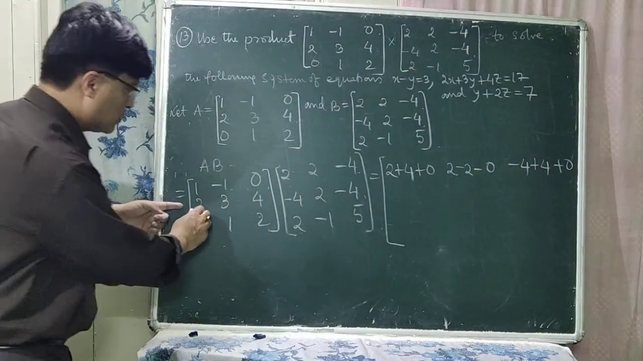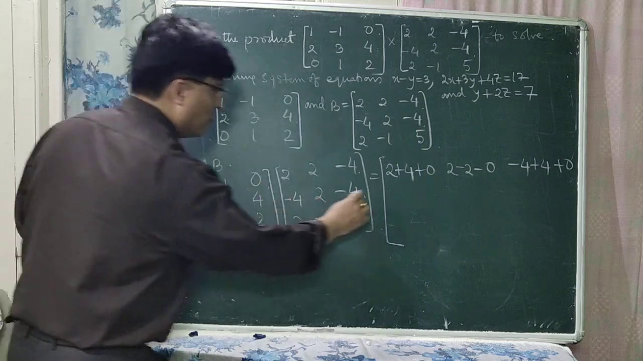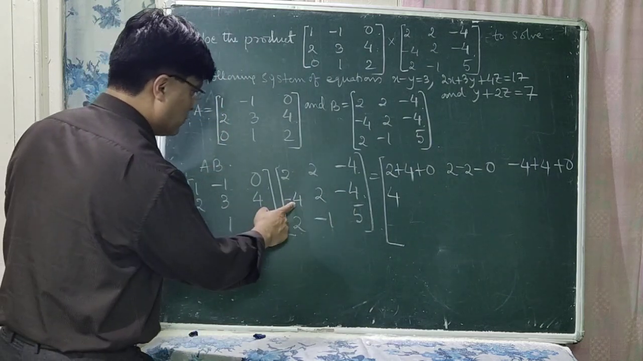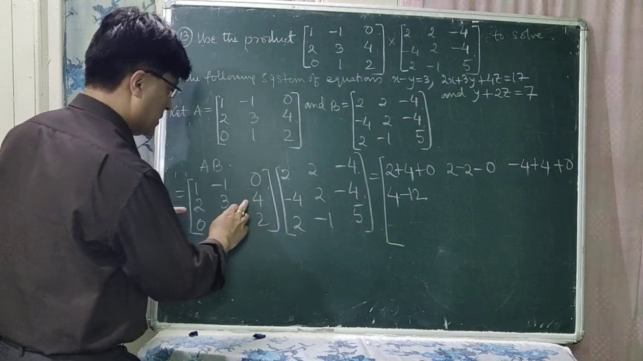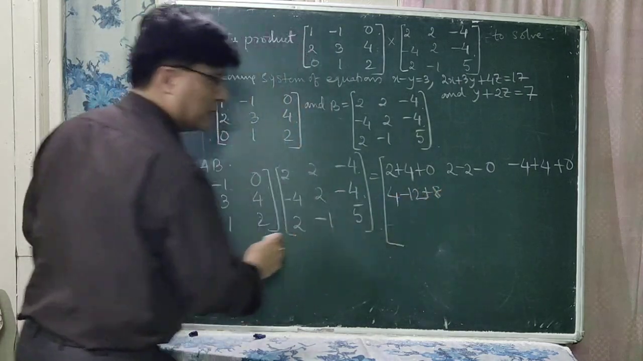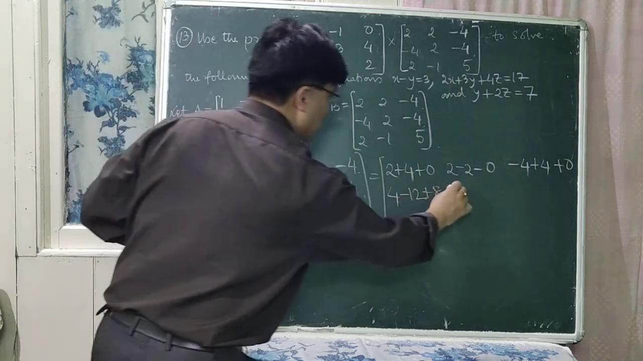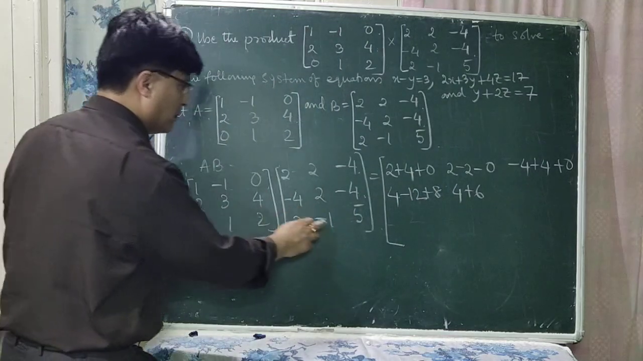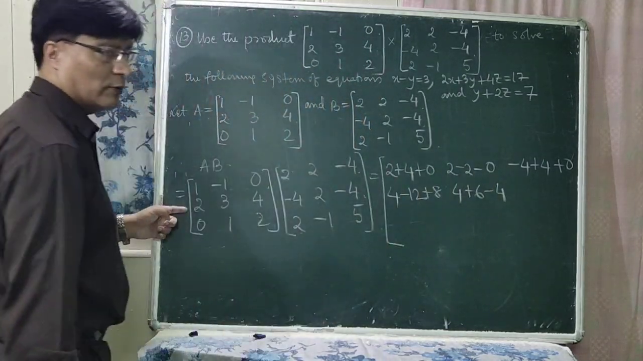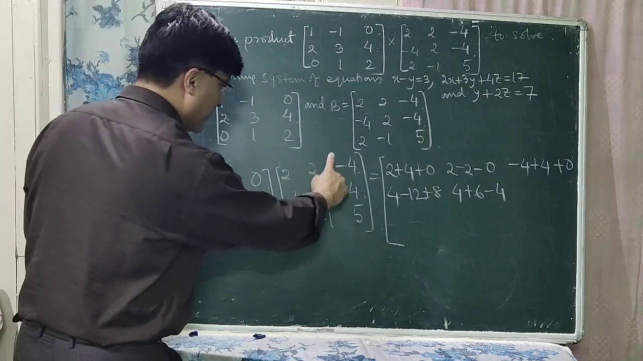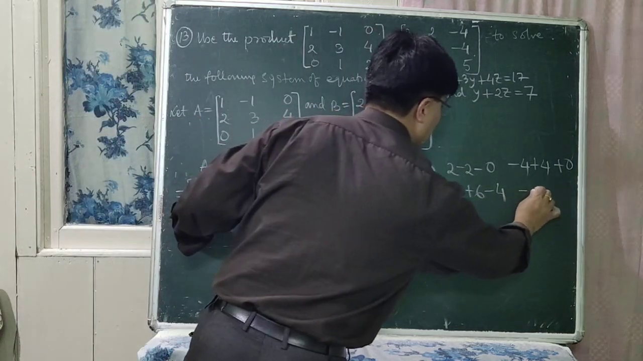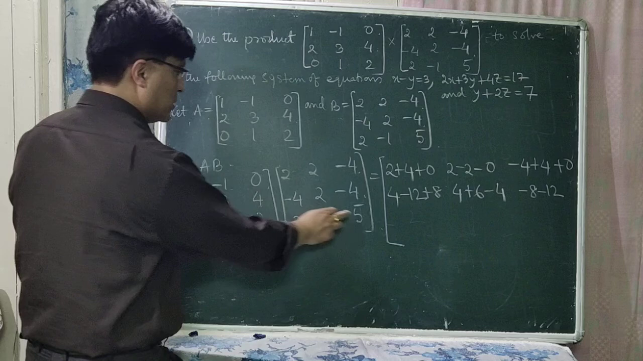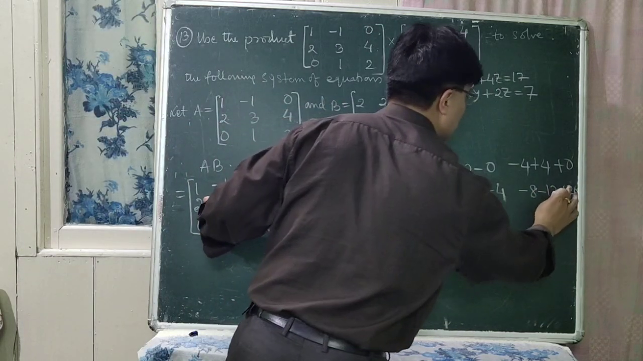Got it? Now second row by first column. 2 times 2 is 4. Then 3 into minus 4 is minus 12, plus 4 times 2 is 8. Next, second row by second column. 2 times 2 is 4 plus 6, plus 6, then minus 4. Next one is second row by third column. Minus 8, minus 12, then plus 20.